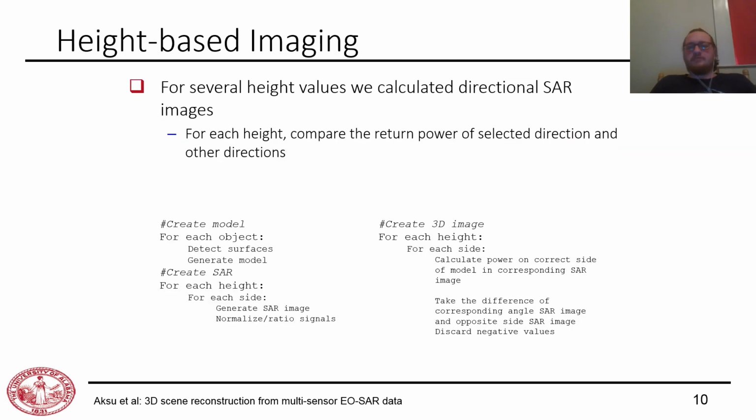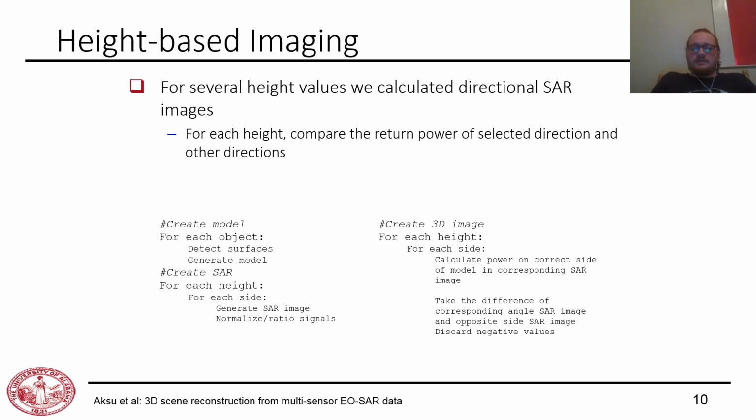Height-based imaging allows us to create SAR images in different heights given our EO model. So for each height, we compare the return power of selected direction and other directions from our directional SAR images, based on our EO model, to see the actual presence of the object on that particular region.